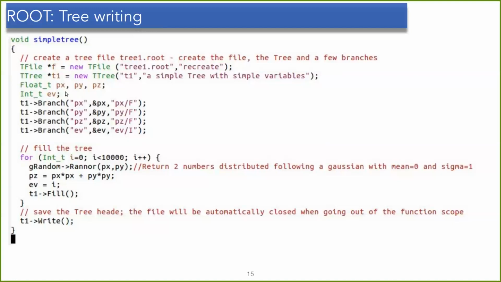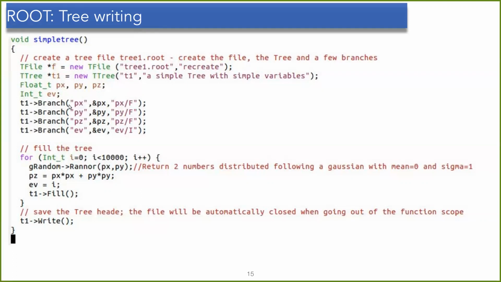Now, for example, if you want to store three variables, px, py, and pz, three float variables, and you want to store one integer variable like event. First, you need to define the branches for each of the variables. So you can do it this way.